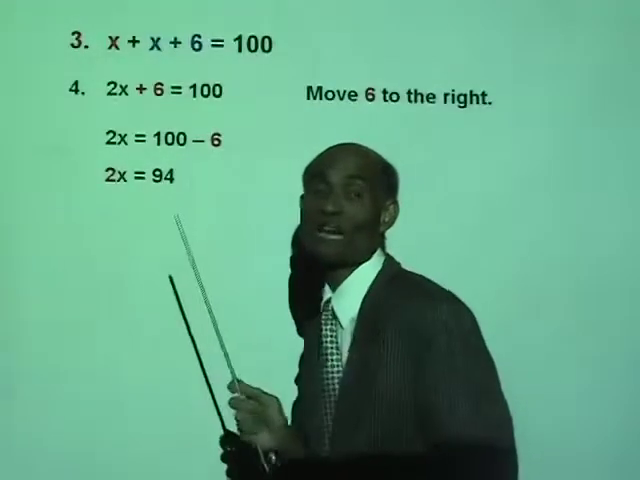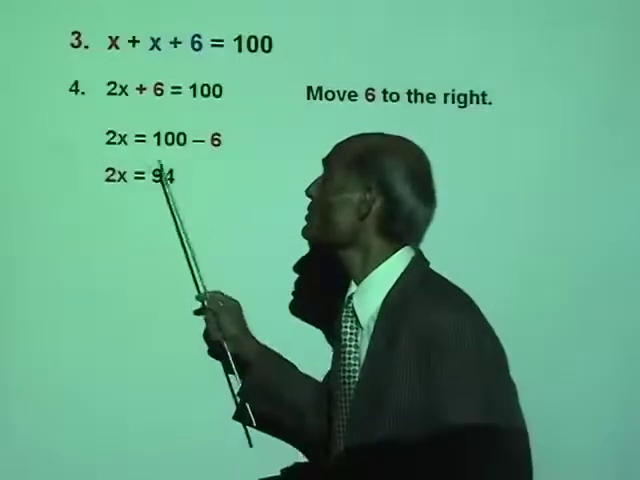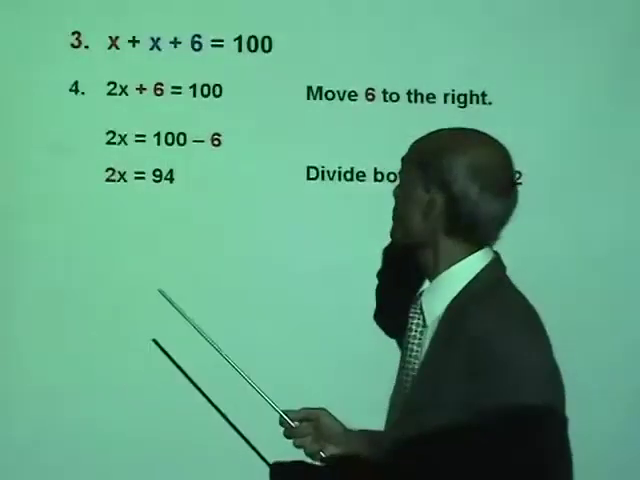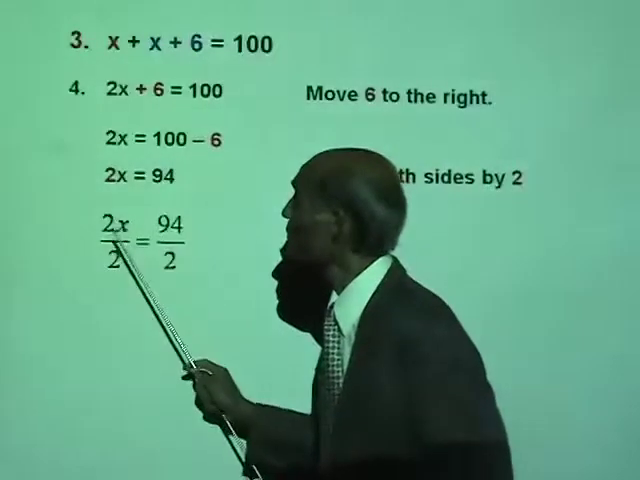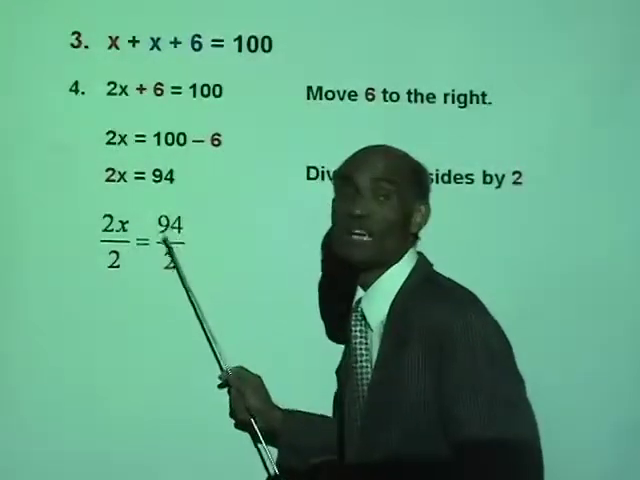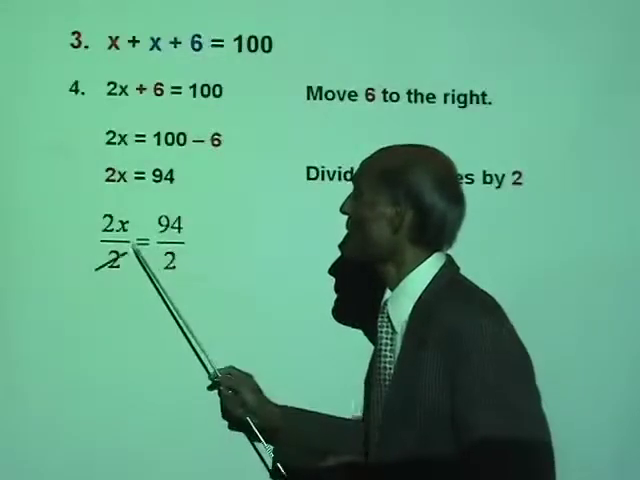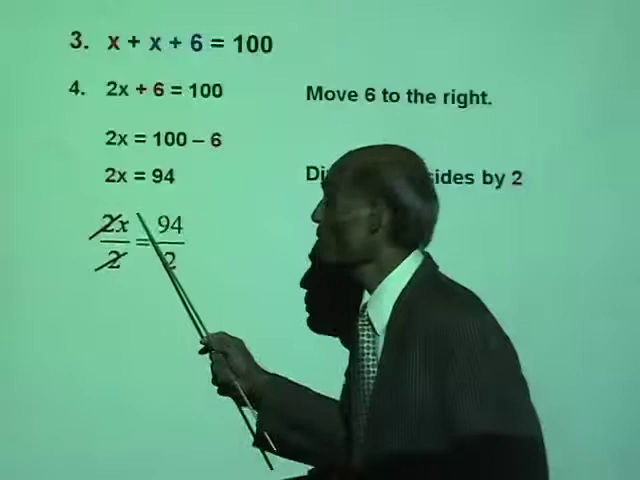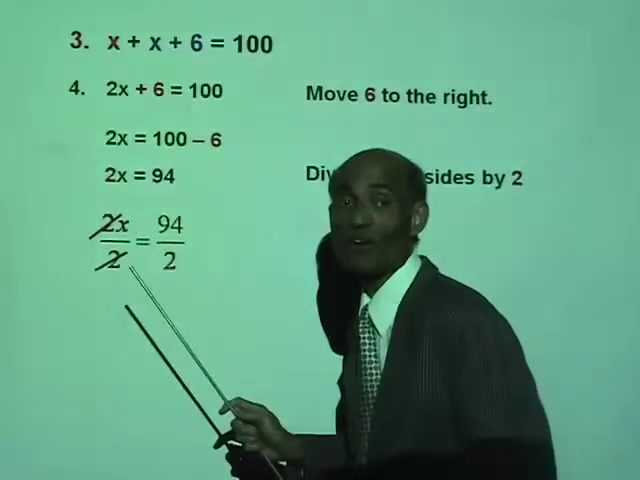2x equals 94. What do you do to find x? Divide both sides by 2. You get 2x divided by 2 is 94 divided by 2. On the left, the 2 and the 2 will cancel, leaving us x alone.